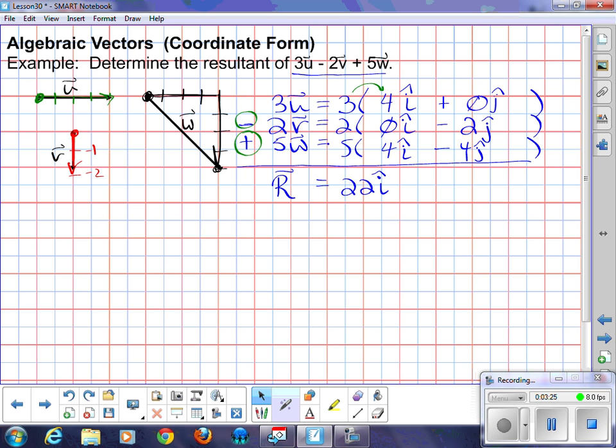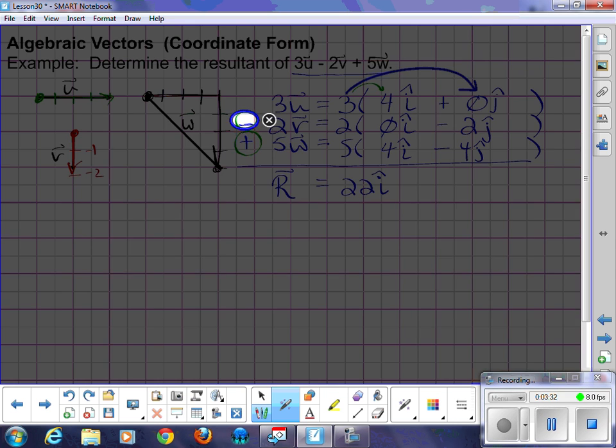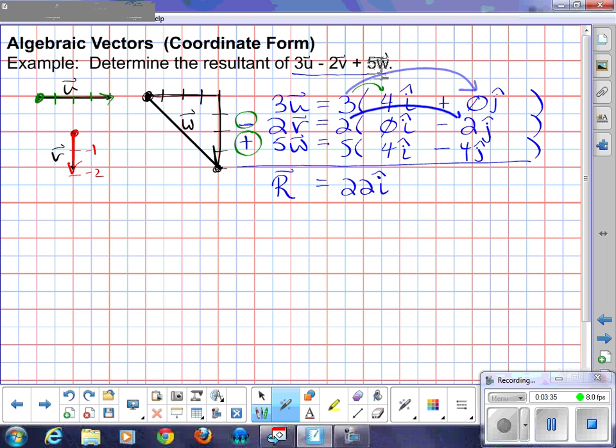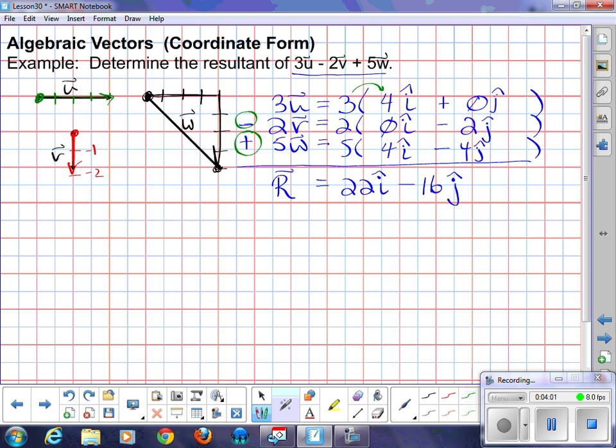Next, we add up our j's. So using the j's, 3 times 0 is 0, so I don't have to worry about that. So 0 take away 2 times negative 2 is negative 4, and I'm taking that away from 0, right? So I have 0 subtract negative 4. So that makes that positive 4, plus 5 times negative 4 is negative 20. So I have 4 plus negative 20, or 4 take away 20. I end up with negative 16j. So you got to be careful with your signs.